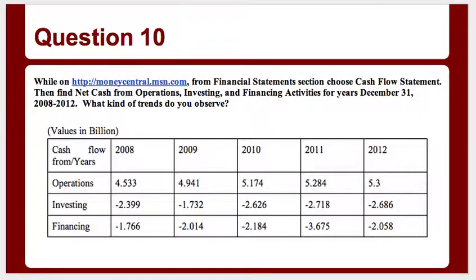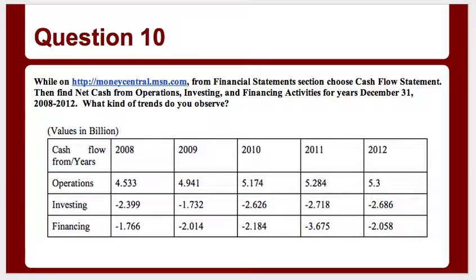Question 10. The cash flow from operating activity continued to grow from 2008 to 2012, but the rate of growth is not much. The line shows a flat, small increase. The cash flow from investing activity is negative in the last 5 years. From 2008 to 2009, the cash flow increased from negative 2.399 billion to negative 1.732 billion. Then between 2010 and 2012, the cash flow changed from negative 2.626 billion to negative 2.718 billion, then to negative 2.686 billion.